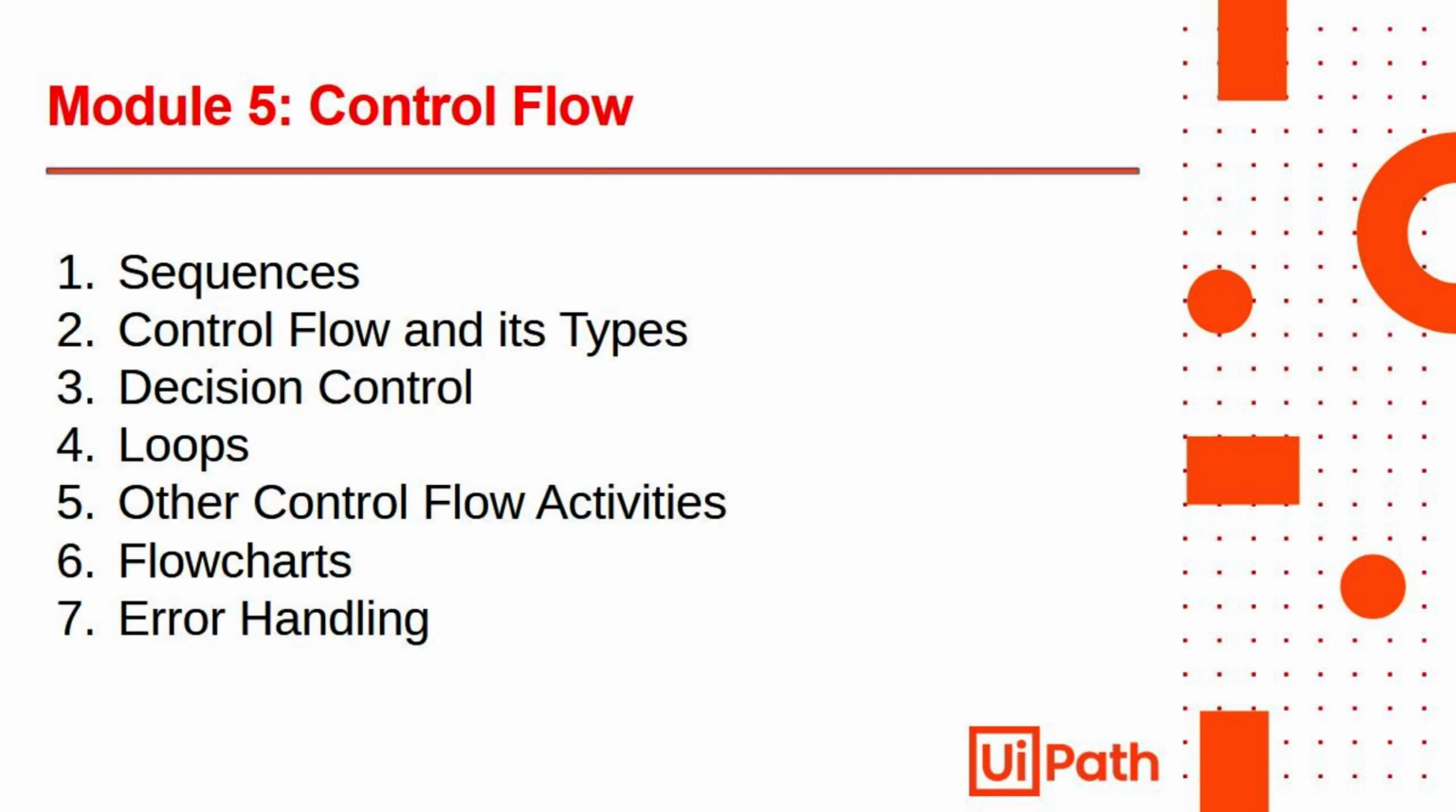Module 5. Control Flow. The student should be able to describe the functionality of the control flow activities, for example, if, switch, while, do while, for each, etc., and workflow types. Explain how to use control flow activities and workflow types, sequences, and flowcharts. Explain the importance of error handling and how it can be implemented.